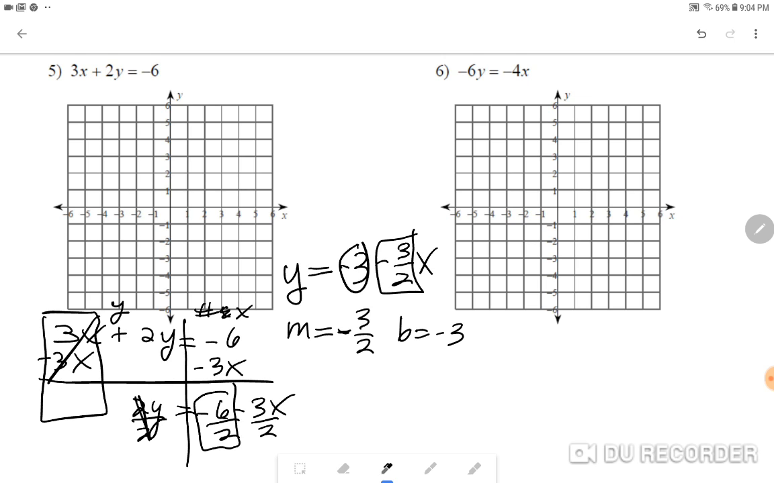So find negative 3 on the y-axis. Negative 3 will be right about here. And from there, let's put the negative on top. My rise is negative 3. Go down 3. 1, 2, 3. And positive 2 to the right. Now use your ruler. Connect those two values, and that'll be your answer.